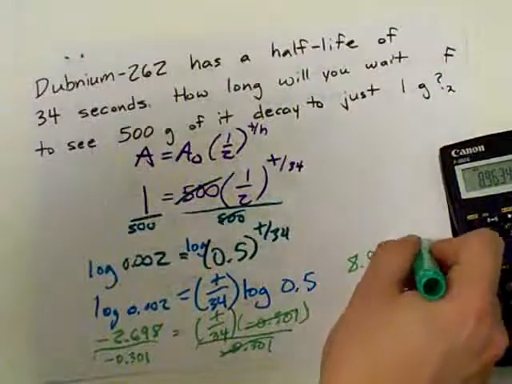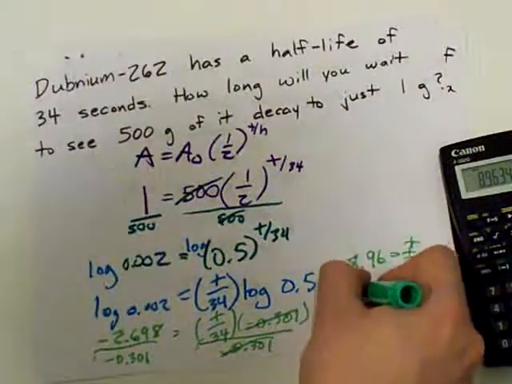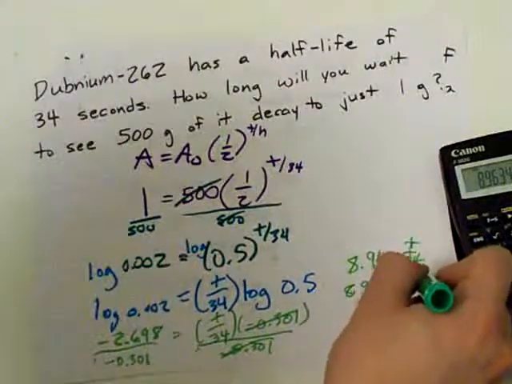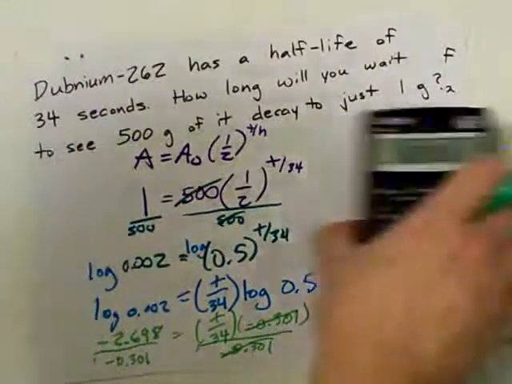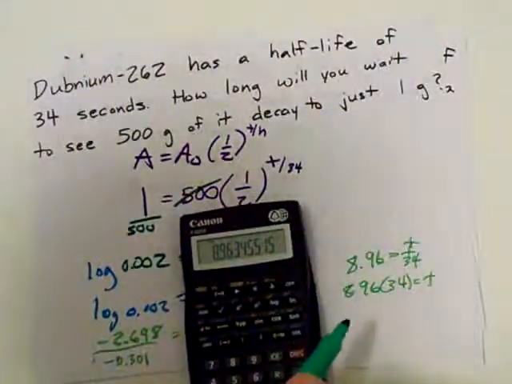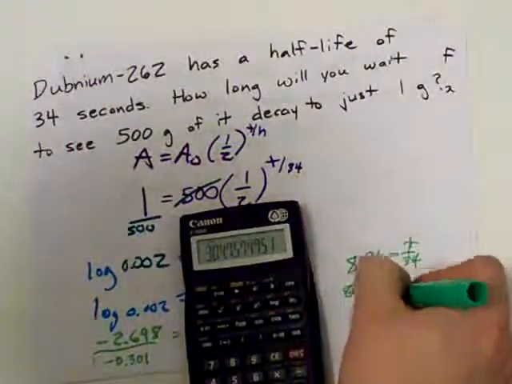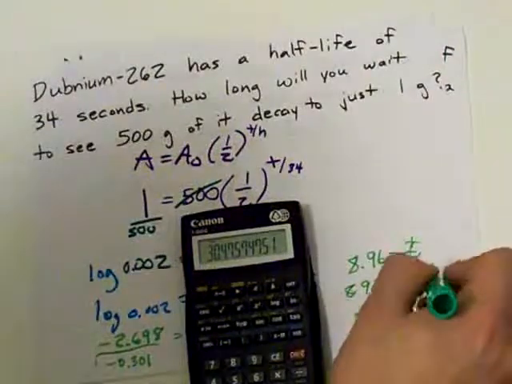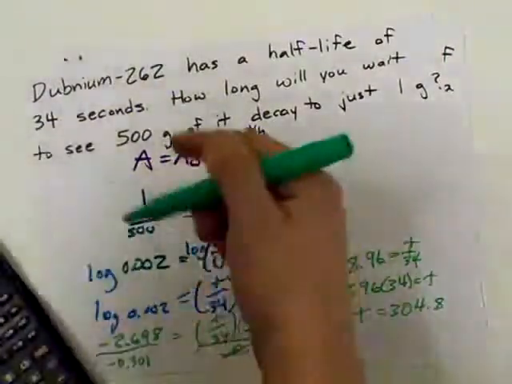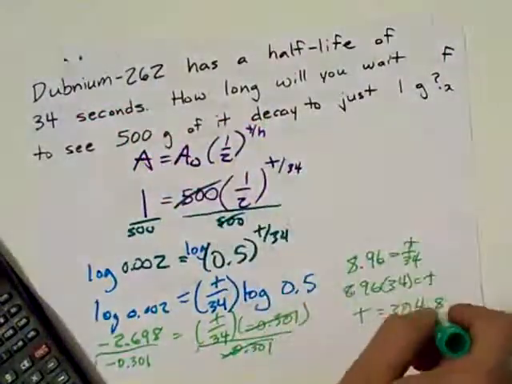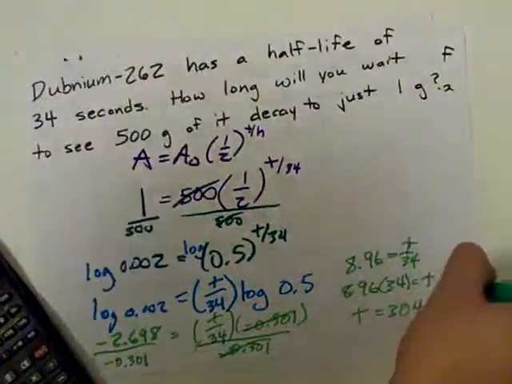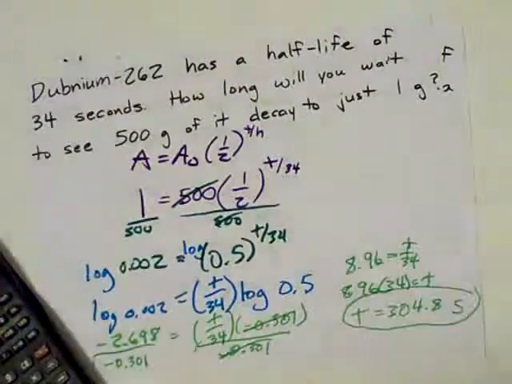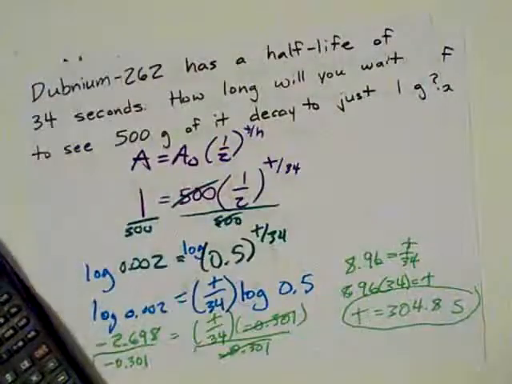And how do I undo division by 34? I multiply by 34. Sorry guys, I'm running out of room to move my arm. That's why I'm writing like a 12-year-old here. Times 34. I get a t of 304.8. Our half-life was given to us in seconds, so our answer is 304.8 seconds. That's how long it takes for 500 grams to decay to 1 gram.